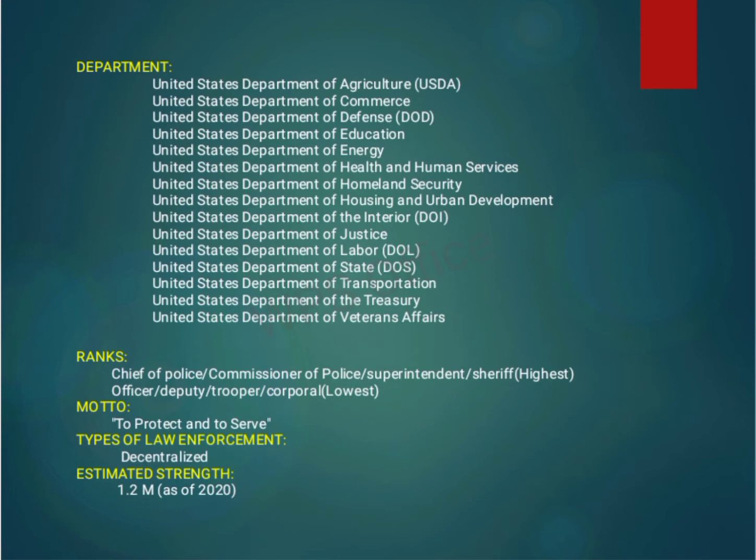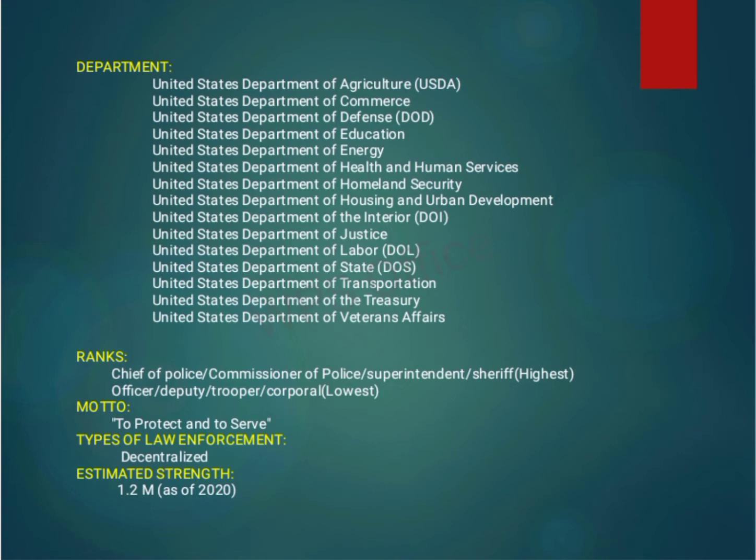There is also the United States Department of Health and Human Services, United States Department of Homeland Security, United States Department of Housing and Urban Development, United States Department of the Interior or DOI, United States Department of Justice, United States Department of Labor, United States Department of State, United States Department of Transportation, United States Department of the Treasury, and United States Department of Veterans Affairs.